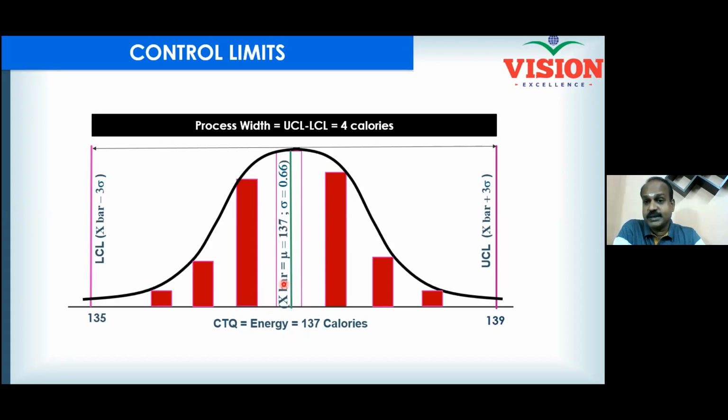Definitely yes, a good scenario. The customer wants 137 calories, and that is appearing in your average. That means the central tendency is at the right point. Central tendency being at the right point, does it mean all the milk bottles contain exactly 137 calories? Definitely no, isn't it?